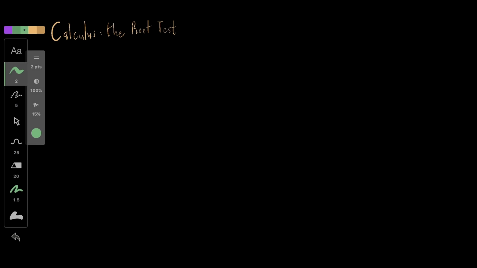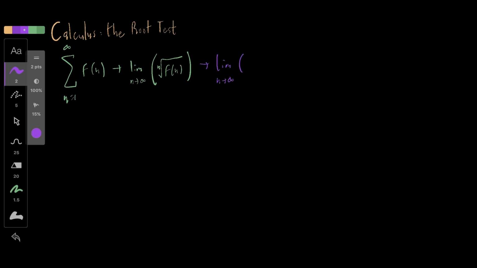The next one is called the root test. So, let's explain it. Alright, so how does this work? Let's say we have an infinite series of some function f of n. Now, the idea is we take the limit as n approaches infinity of the nth root of f of n. This is also the same thing as the limit as n approaches infinity of f of n to the power of 1 by n. And there are again 3 conditions.